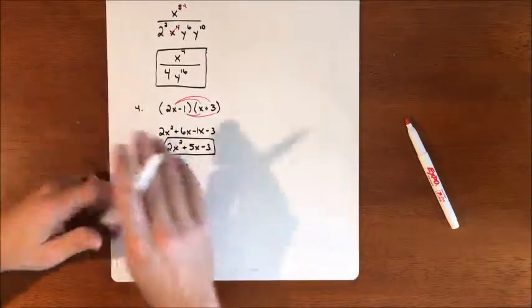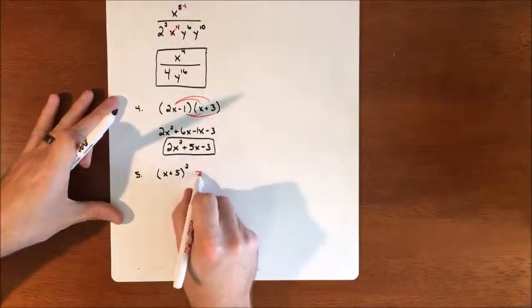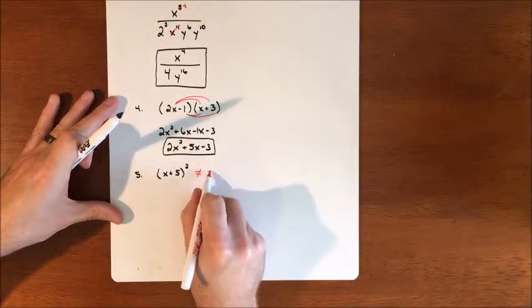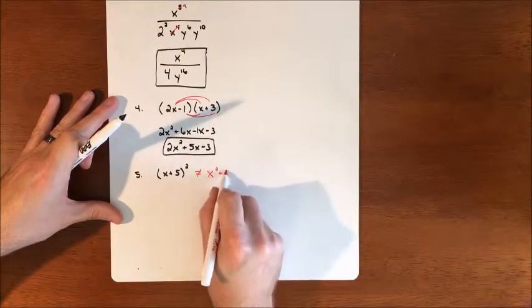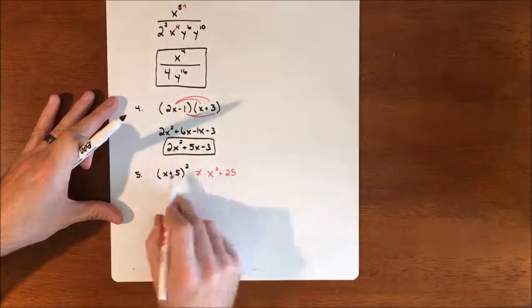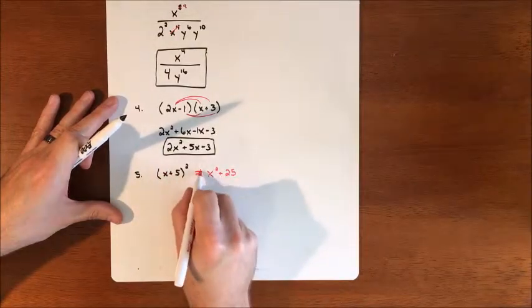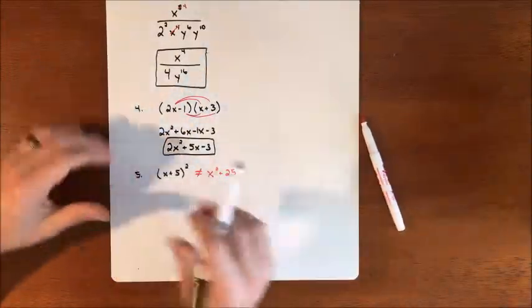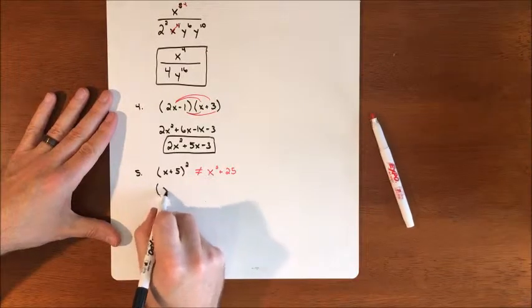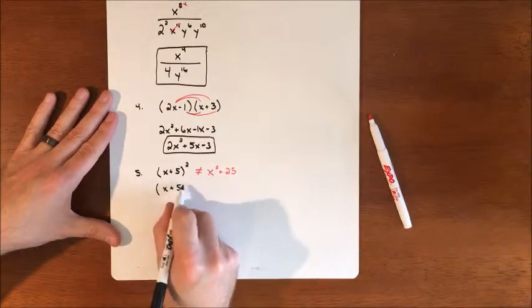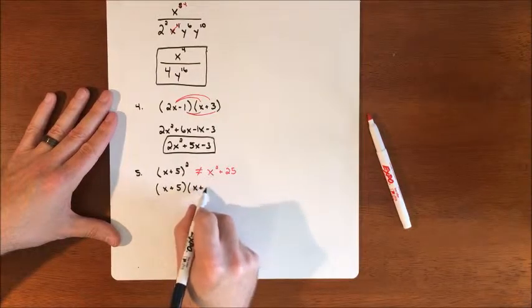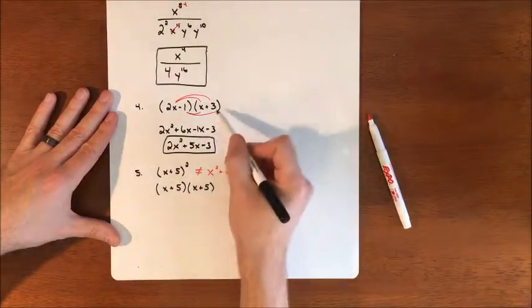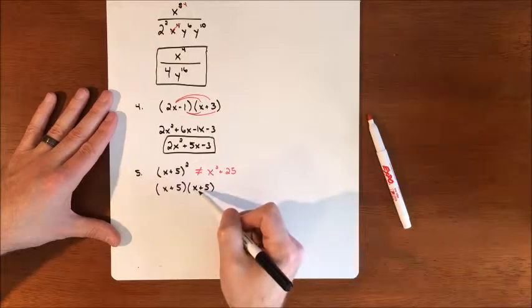So this does not equal x squared plus 25. You don't just square the pieces. It does not equal that. So what you have to do is, the whole idea of a square means there's two of the exact same things multiplied together. So very similar to this, we're going to be doing distribution.